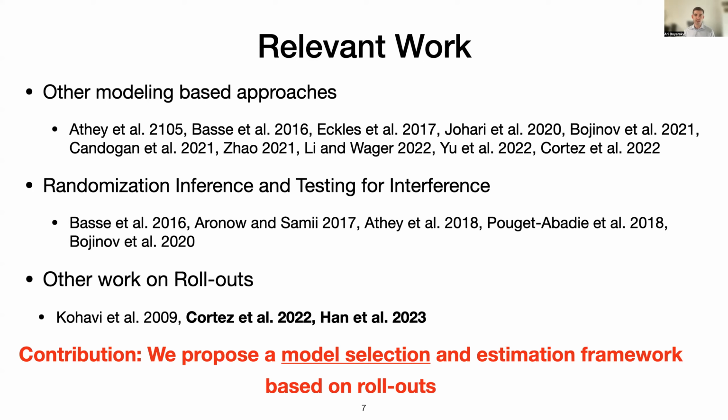Our focus instead is on model selection. Given multiple different possible models for interference, how can we choose a model that best fits our data and best fits the interference structure, and then allows us to estimate treatment effects? So our main contribution here is to propose a model selection method and estimation framework that's going to be based on these rollout designs that we introduced.